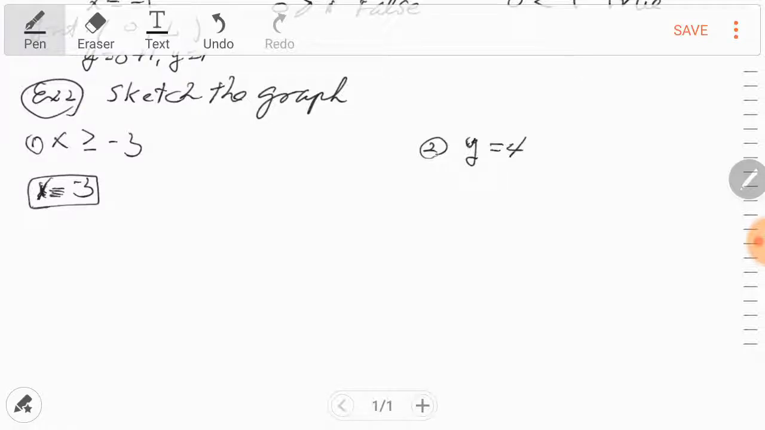What is the type of this graph? Do you remember the holy vertex? Holy vertex. The equation that starts with x, the graph is a vertical line. So the graph of x equals -3 is a vertical line.